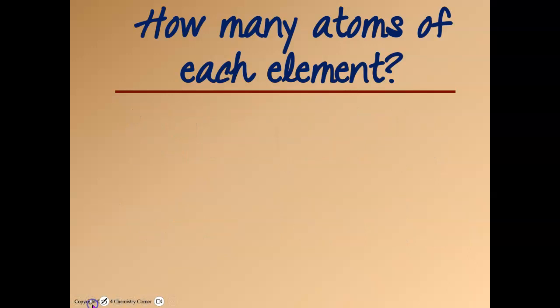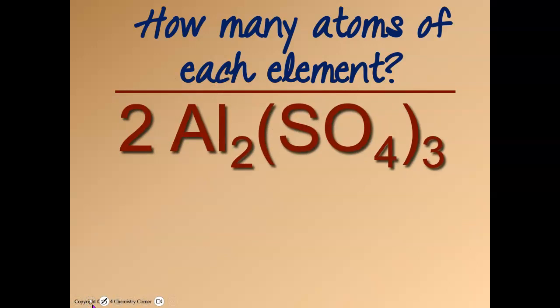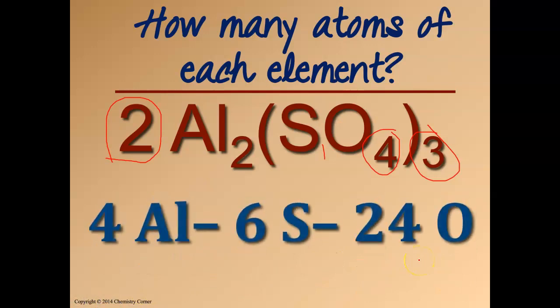So I'm going to do one more example. This you should also be able to name at this point. Aluminum is a metal, so this is an ionic compound. SO4 is sulfate, which is a polyatomic ion on our reference sheet. So we have 2 aluminums, and we multiply it by this coefficient of 2. That gives me 4 aluminums. For sulfur, there's a 1 here, times the 3, and then times the 2. So 1 times 3 is 3, times 2 is 6. Then oxygen, we have 4 times 3, which is 12, times 2 is 24. So you have 4 aluminum, 6 sulfur, and 24 oxygen.